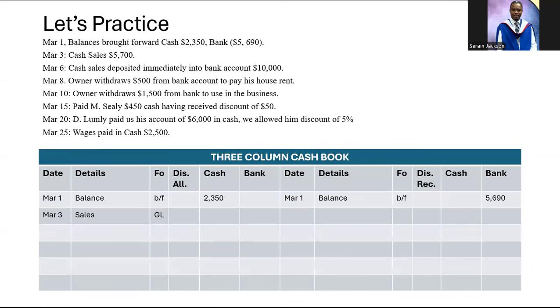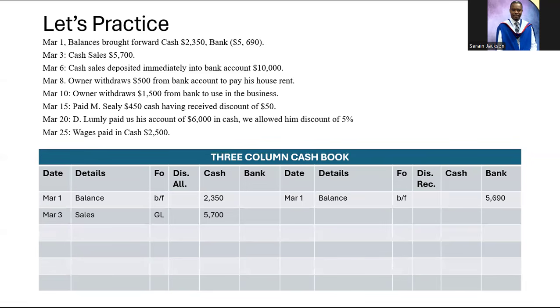And then in the cash column, because that is what you're receiving, cash, you will put the information in the cash column, 5,700. All right, good. The next transaction is March 6, cash sales deposited immediately into the bank account.